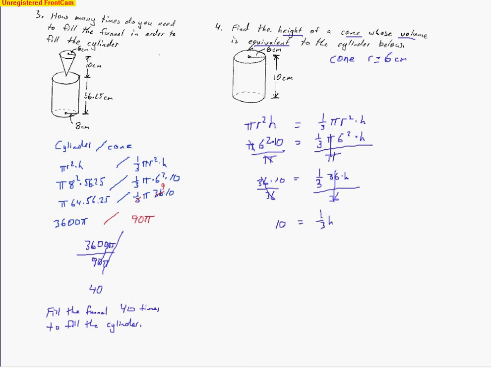So all I have to do from this point is get rid of that 1/3. And to get rid of that, I'm going to multiply by 3. And so that'll leave me with my answer, which is 30. So 30 centimeters is going to end up being the height of this cone if it's going to have the same volume as the cylinder.